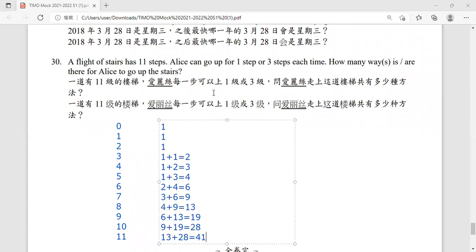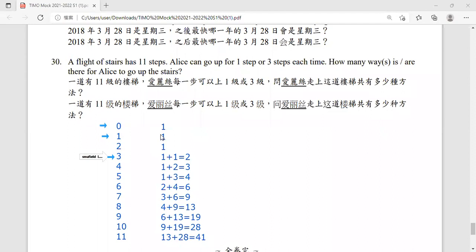Okay, now because they only go 1 step or 3 steps, the normal method you can go with is this. For this step, you must come from the first step or the 0 step.